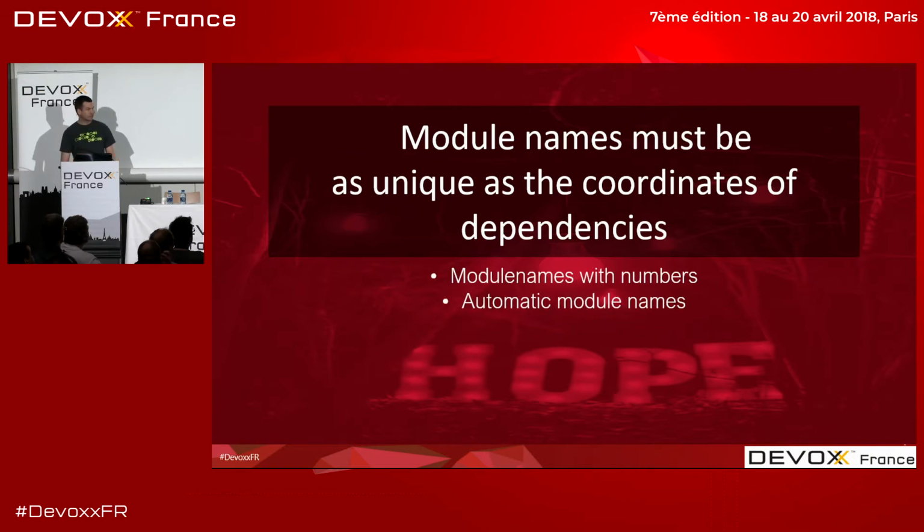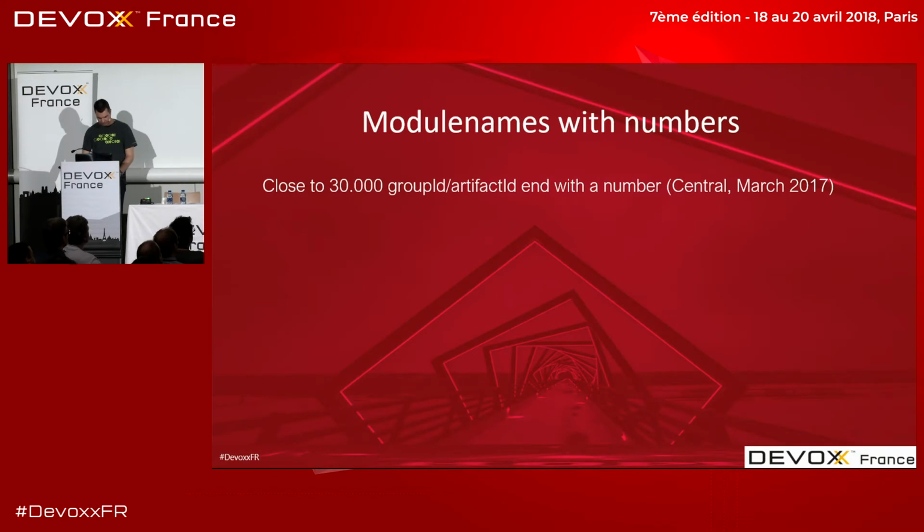And these were the two things we really had issues with when discussing this with Oracle and the Jigsaw team. So one is about numbers in module names, and the other about automatic module names. But let's first start with the numbers. Because they said that numbers should not be part of the module names, because they could reflect versions. So they don't want to allow that.